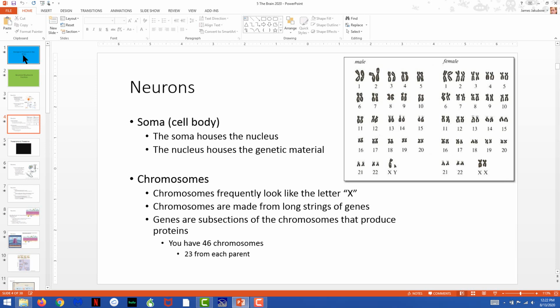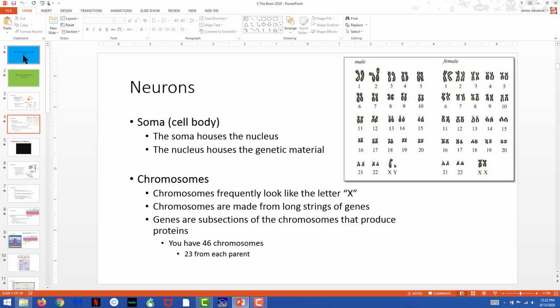So for our purposes in psychology, again, two particular reasons why genes are necessary, and why they are accessed all the time. One, to generate hormones, and secondly, to generate neurotransmitters.